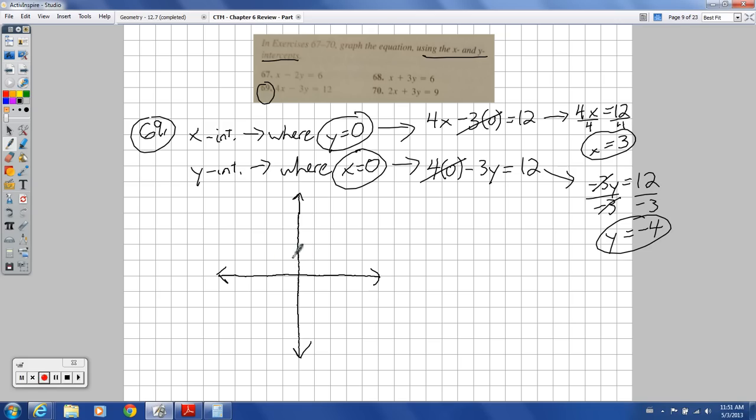5 tends to be enough, but just be careful. Make sure you make it big enough. Sometimes it's not.